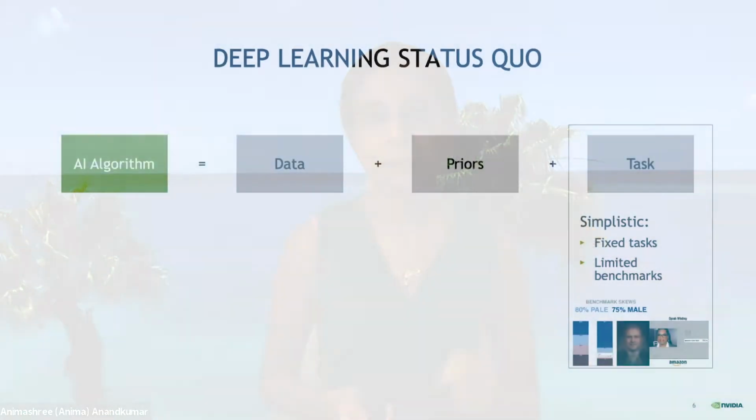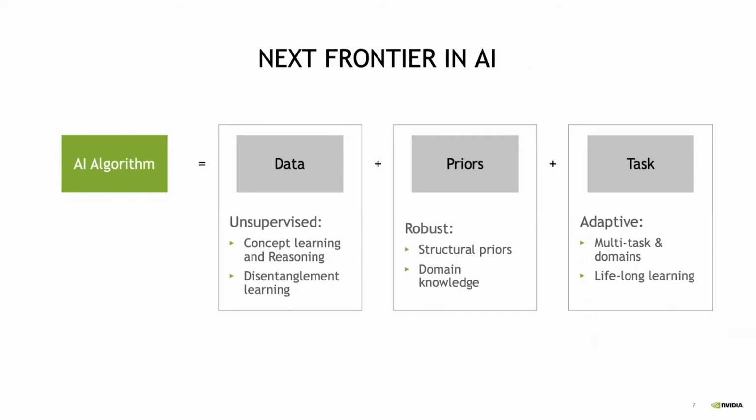And so what is the next frontier here? I've shown you all these limitations. What do we do to overcome this? Where do we go next? And that's where I'd like to propose the next frontier in AI being unsupervised, incorporating robust priors, and having adaptive task design. Right?